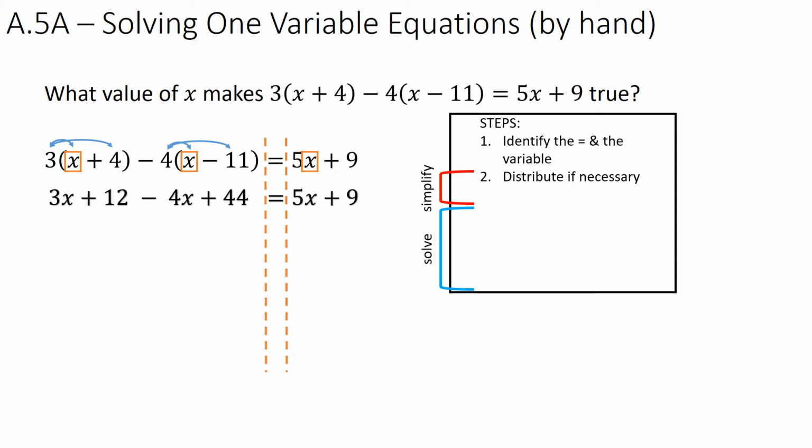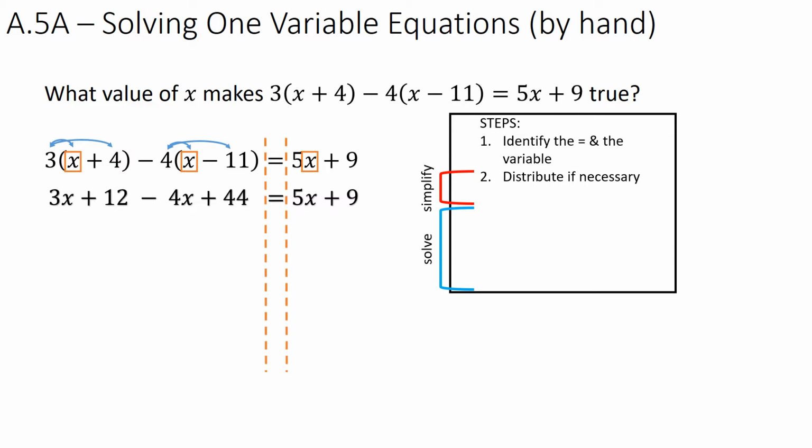Moving from left to right, we cross the equal sign and go to the right side, and I'm still trying to see if I need to distribute. Are there any parentheses on the right side of the equal sign? Well, that will be a no. There are no parentheses with a number outside of them, so I'm going to skip distribution on the right side.